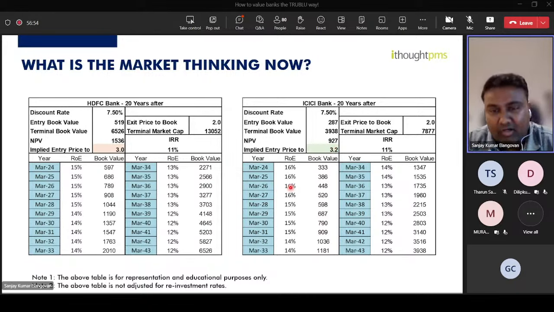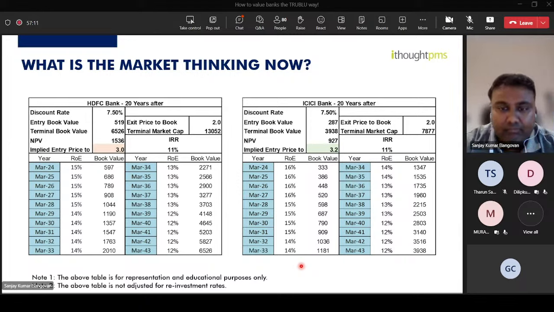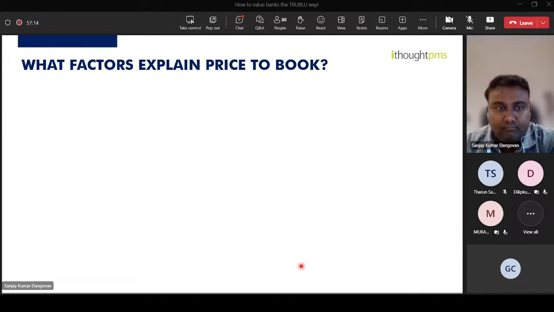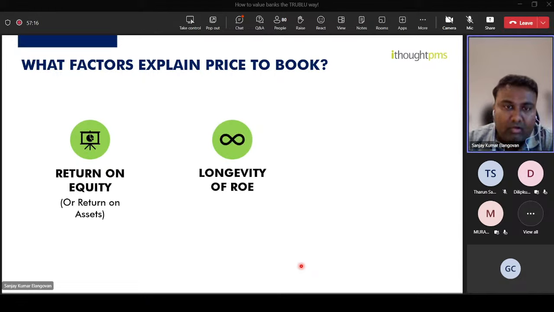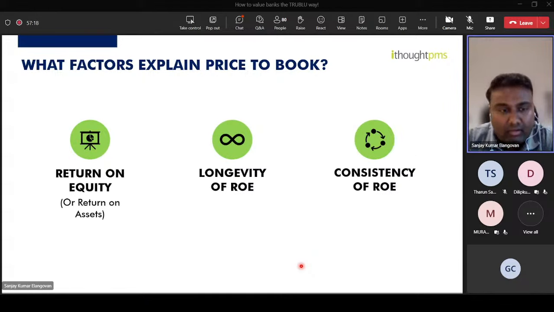So if I model it like this, let's say 16% ROE compared to HDFC Bank's 15% ROE, that's when I'm able to justify what the market is paying for ICICI Bank today, which is 3.2x. So today the consensus is that ICICI Bank will make higher ROE than HDFC Bank. So what factors explain price to book? Return on equity or return on assets, longevity of this ROE, and the consistency of this ROE.